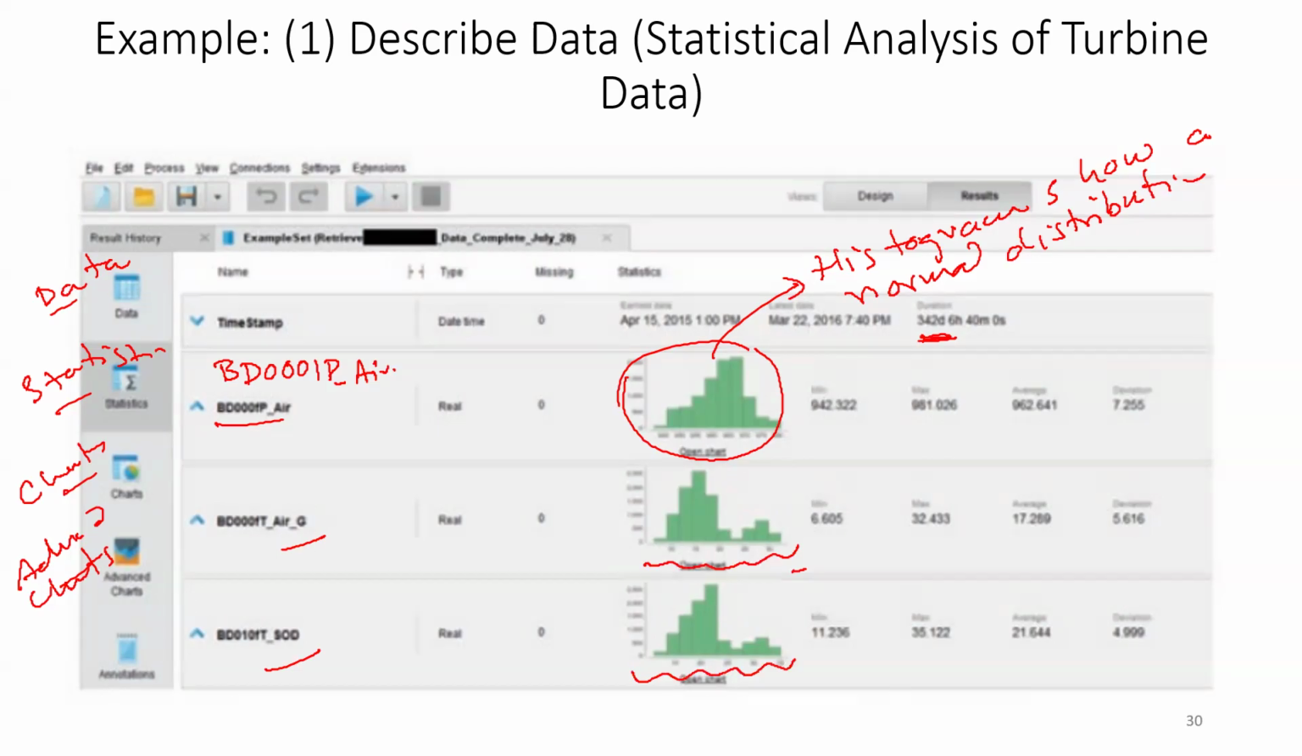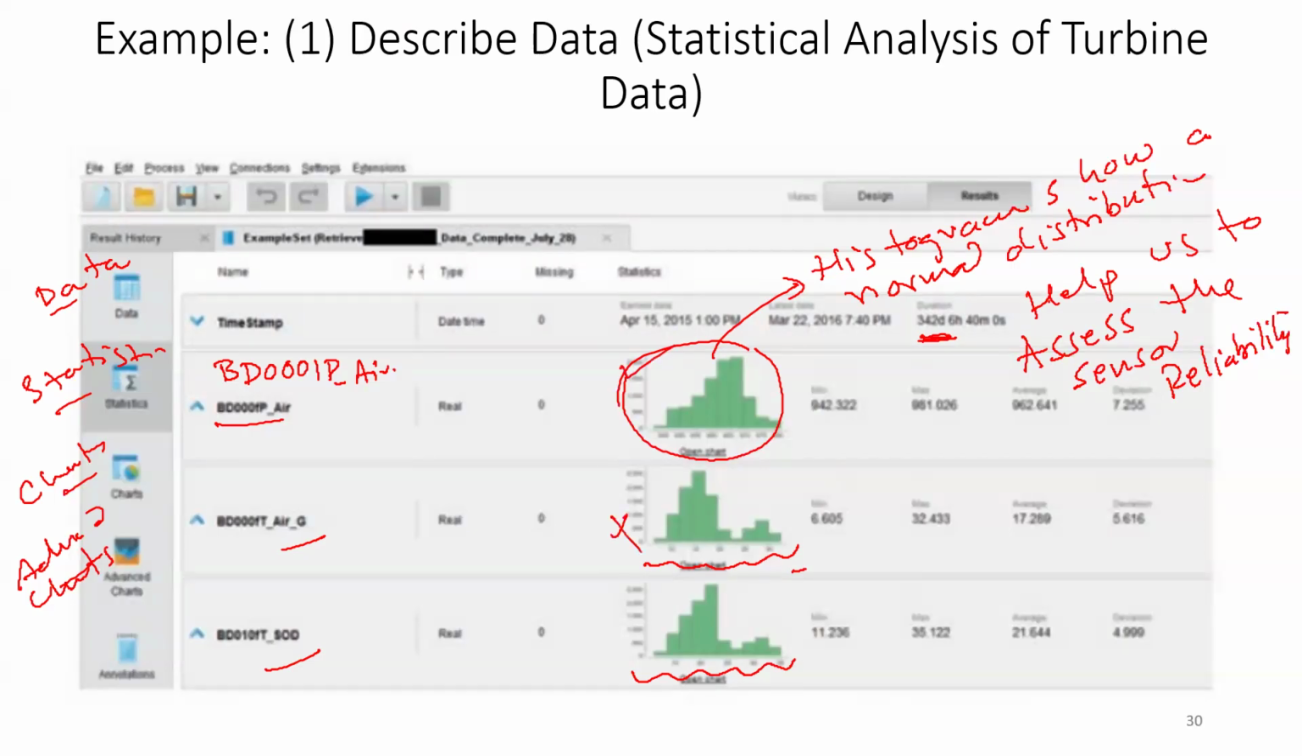So these are giving us a very interesting statistical summary, and these things help us to assess the sensor reliability. This looks reliable, but they have some issues. Sometimes we have outliers, and we check the data completeness before we move on. This is important.